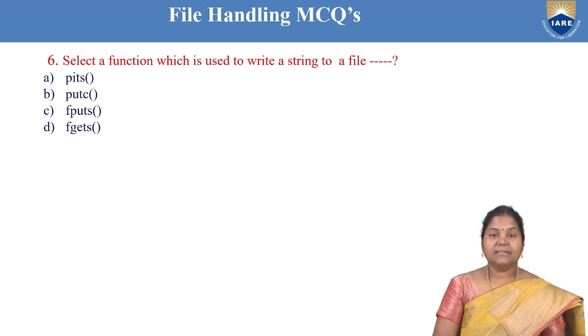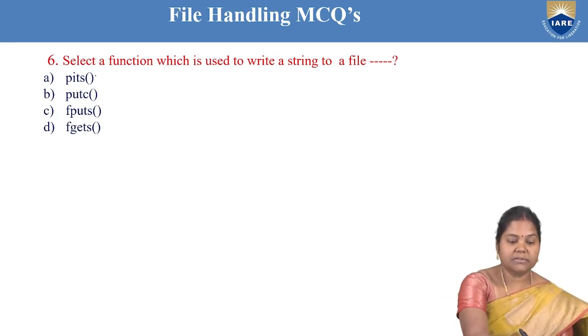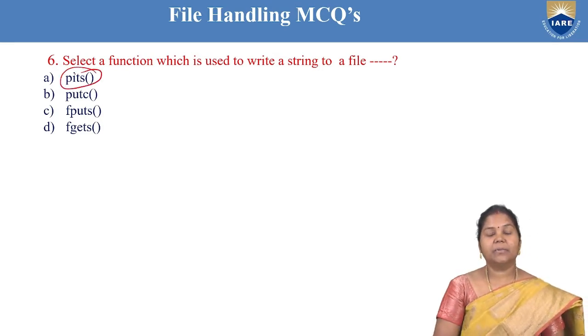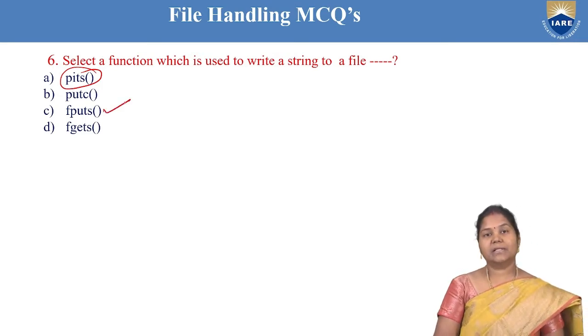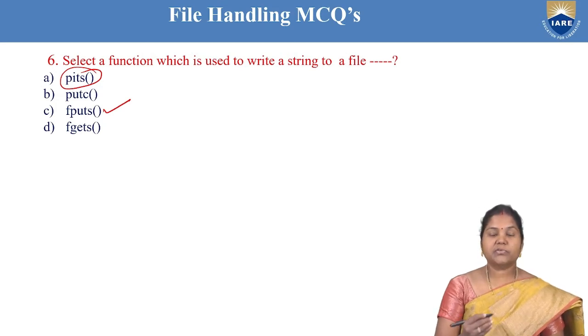Next question is: select a function which is used to write a string to a file. So, which function is used to write a string to the file? Options are pits, fputc, puts, fputs and fgets. Out of these options, the first is not a valid function name. Putc is used to put a character to the file, that is a single character, but it is asked to write a string to a file. So the correct option is C, that is fputs. Fputs is a function which will put a string to a file.